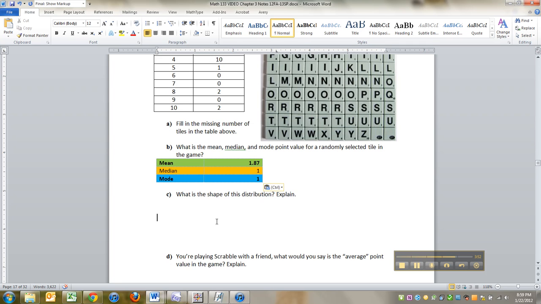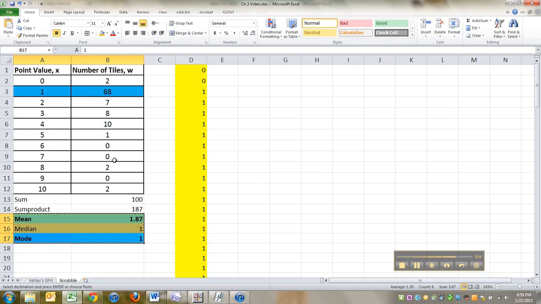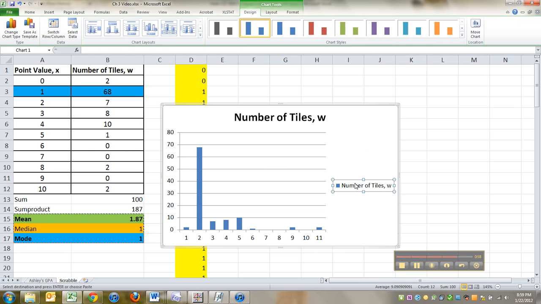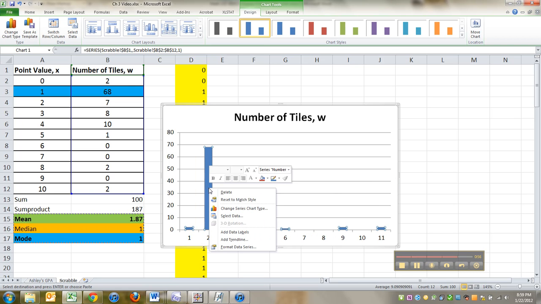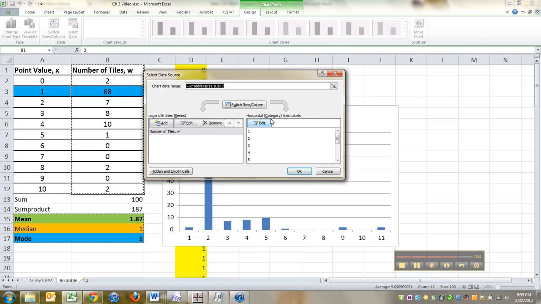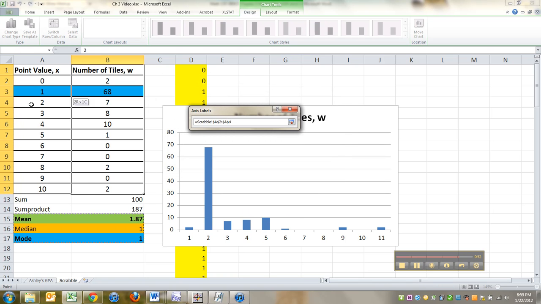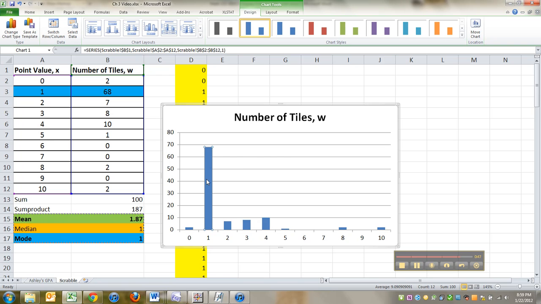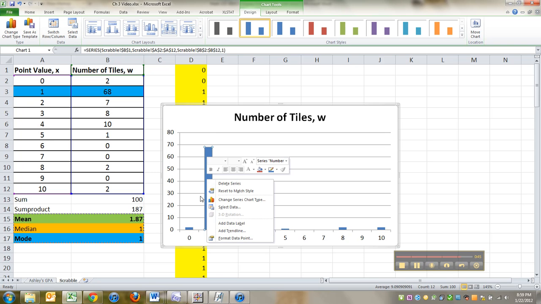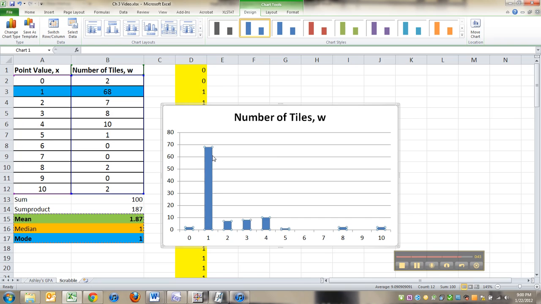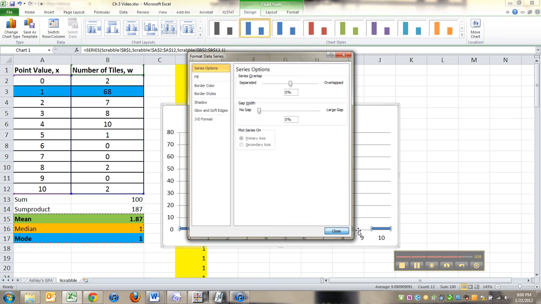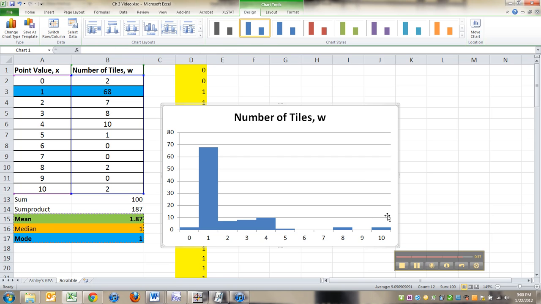There we go. What's the shape of the distribution? Well, it's skewed right, but let's see it. Let me draw you a histogram real quick. Remember how to do this from chapter 2, right? And we want the correct horizontal axis labels, which are right here. There we go. And moreover, I want no gaps because it's a histogram. There we go. Look at that.